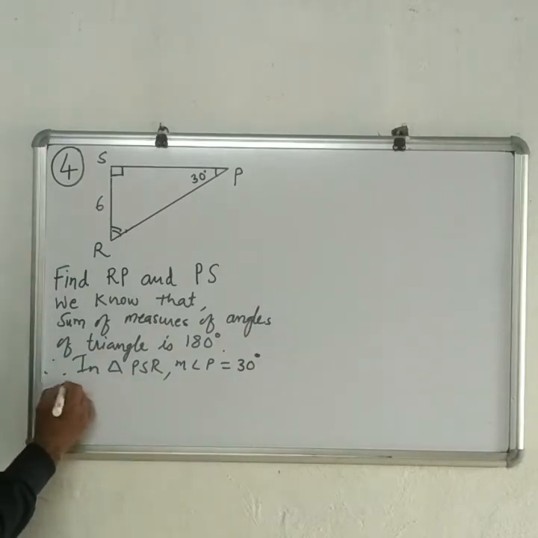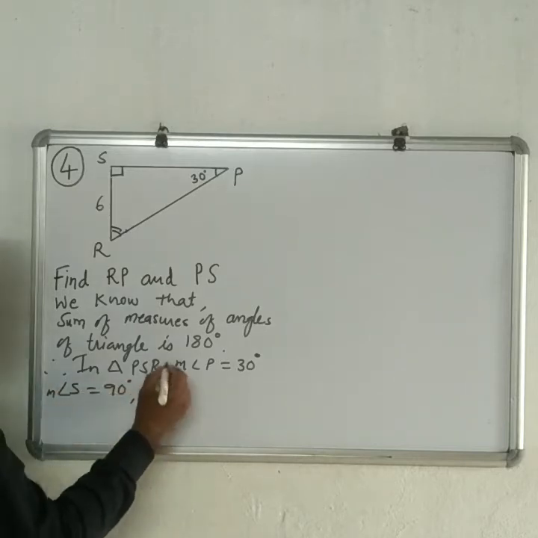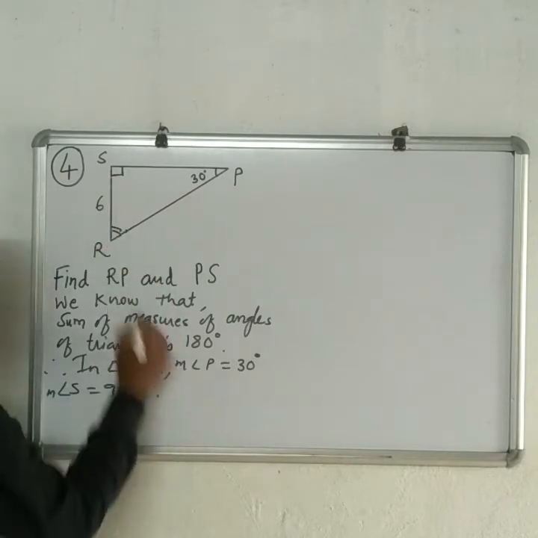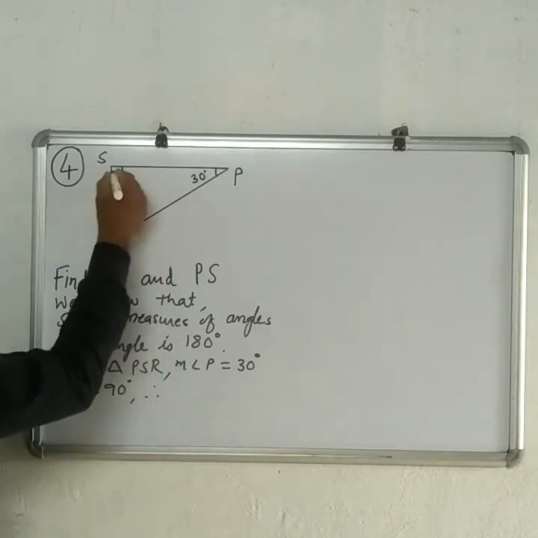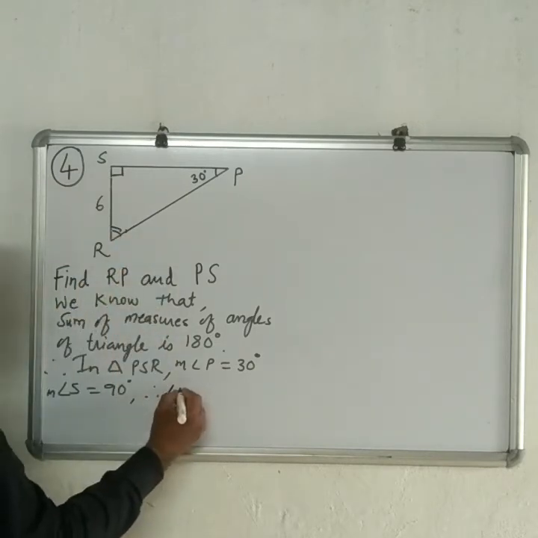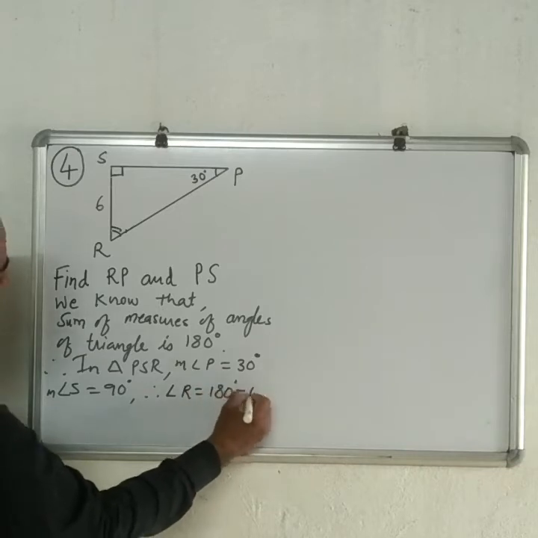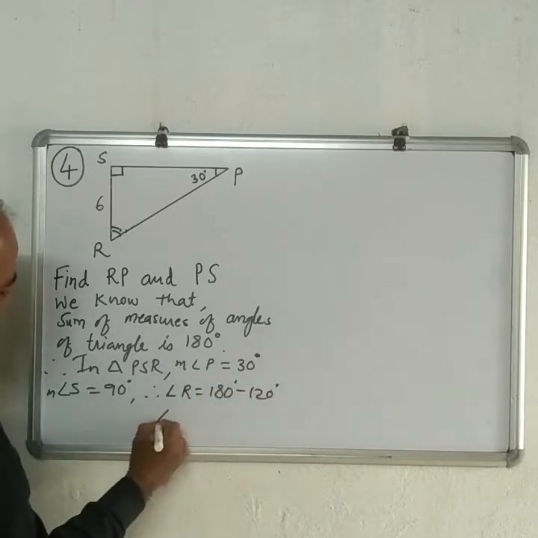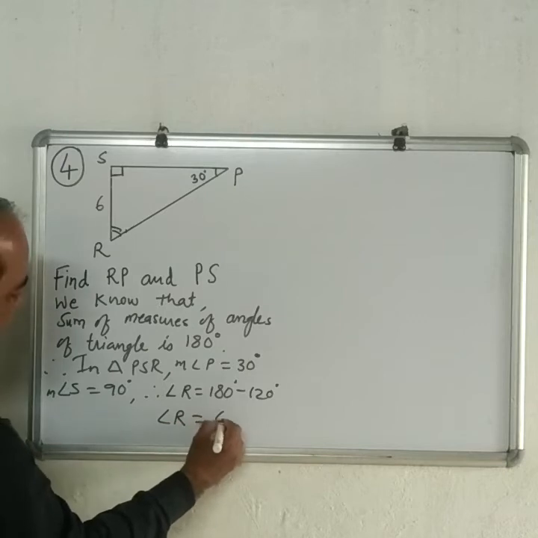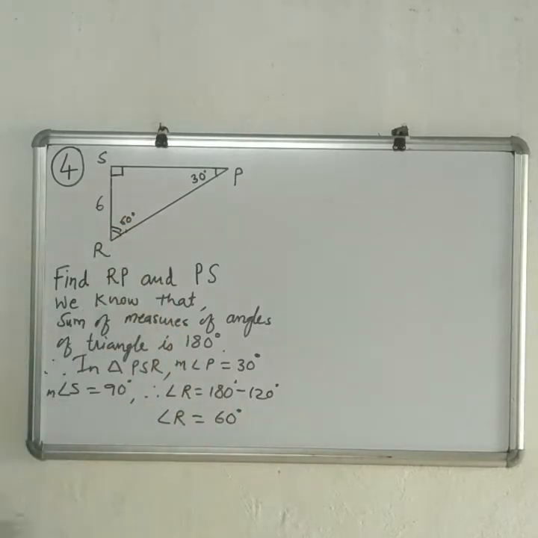Measure of angle S is equal to 90 degree. Therefore, for the remaining angle, this angle R will be 30 plus 90, 120, 180 minus 120. Measure of angle R is equal to 180 minus 120 degree. Therefore, angle R is equal to 60 degree. Now, the triangle PSR is a 30, 60, 90 degree triangle.